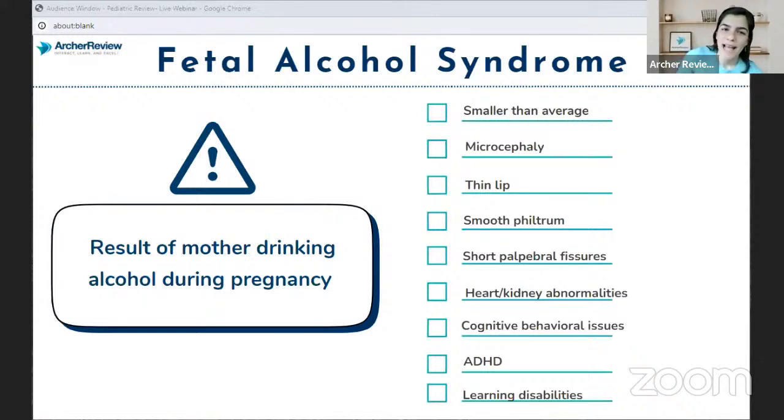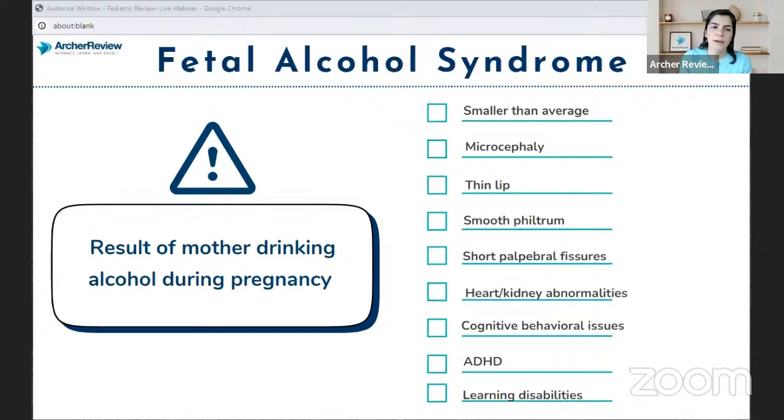All right, so fetal alcohol syndrome. This is a result of the mother drinking alcohol during pregnancy. It's important to know that there's no amount of alcohol that's known to be safe to be consumed during pregnancy. So this is probably something that the OB will talk to the patients about, but if patients choose to drink while they're pregnant, they are putting their baby at risk for fetal alcohol syndrome.